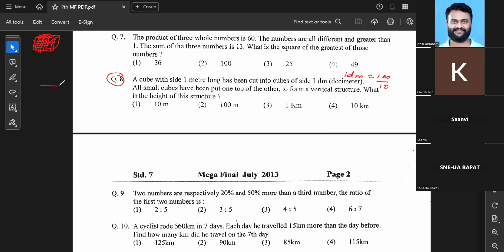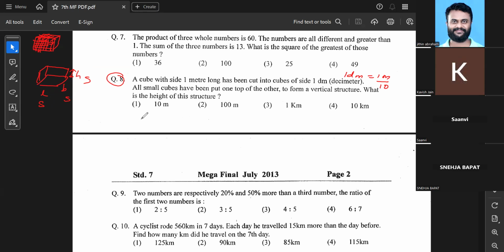So basically, when you observe this cube, it is a volumetric structure. You will understand that this cube has three parameters. One is length, the other one is breadth, and the third one is height. L into B into H. In the case of a cube, all three are sides only. So it has been cut along all three sides.